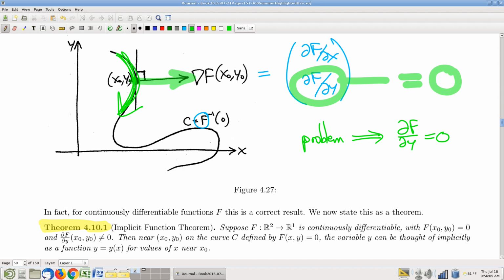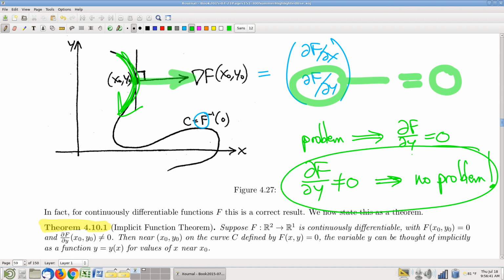And now this arrow is going the wrong way. We need to know an algebraic test that lets us know when there's a problem, when there's not a problem. That would be our ideal. So I'm going to write down what we call the contrapositive. Right? So the contrapositive of P implies Q is not Q implies not P. And it's logically equivalent. And so if the partial of f with respect to y is not 0, that means no problem. And this is a sloppy statement, but this is the implicit function theorem as it applies to this circumstance.